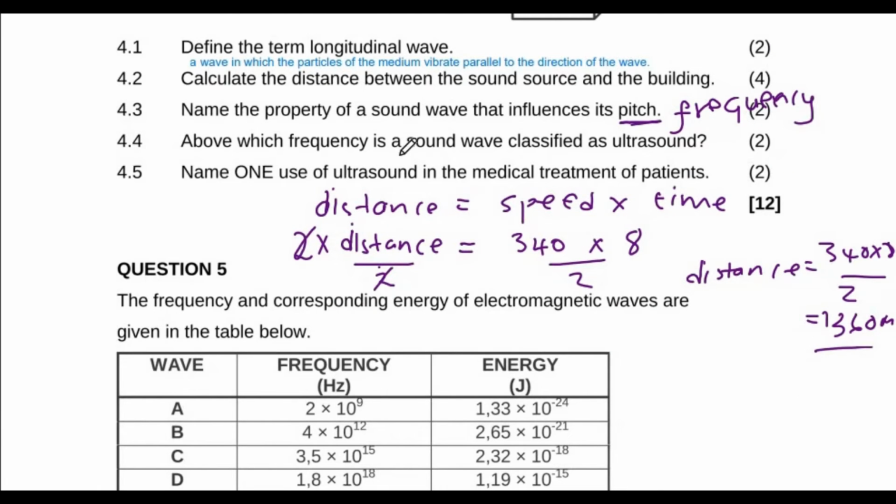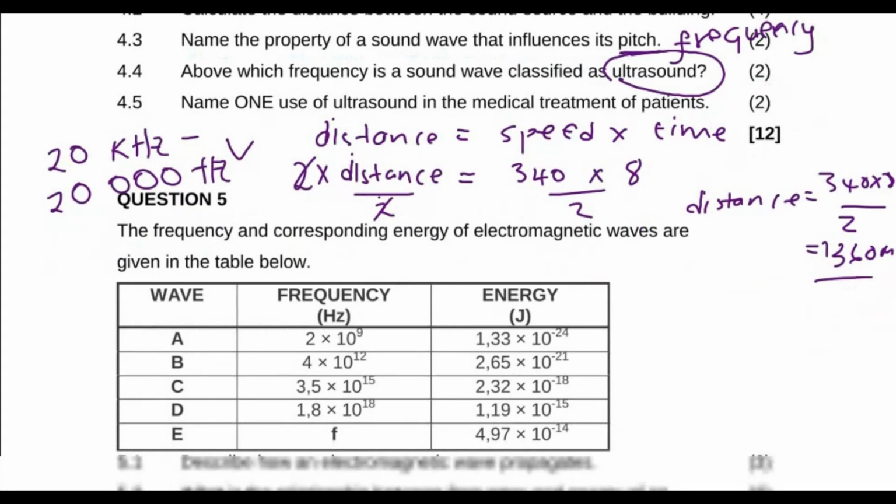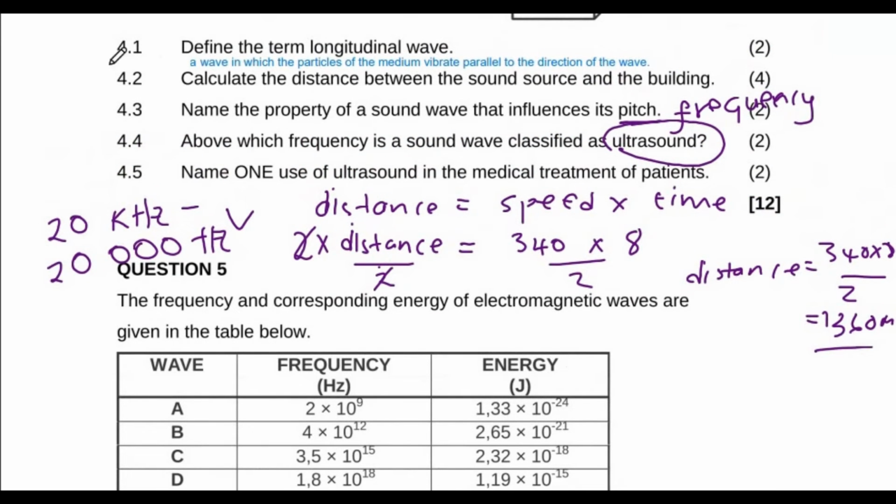Above which frequency is a sound wave classified as an ultrasound? Sounds with very high frequency are called ultrasound. So if a sound wave has a frequency above 20 kilohertz, we say that sound is ultrasound. Somebody might write 20,000 hertz because kilo means 1,000. So you still get your mark. And ultrasound is actually used in medicine when people go to take their ultrasound scan when they are pregnant. They use that property of sound to be reflected.